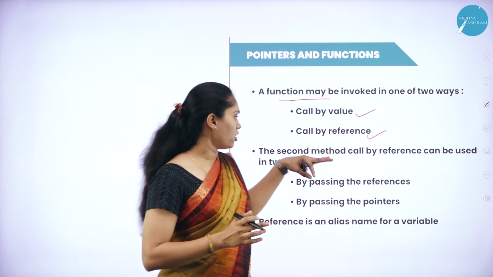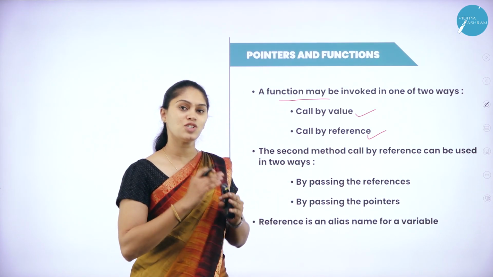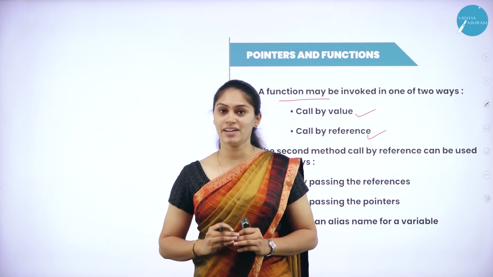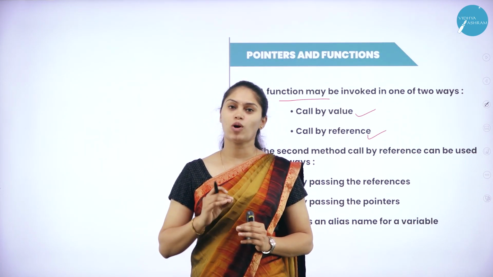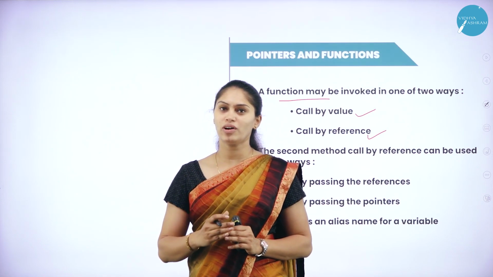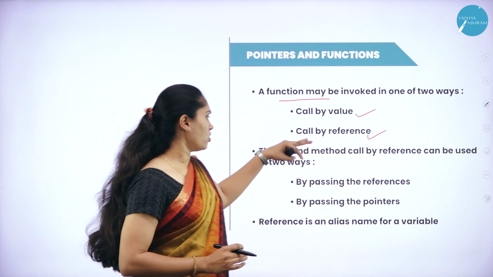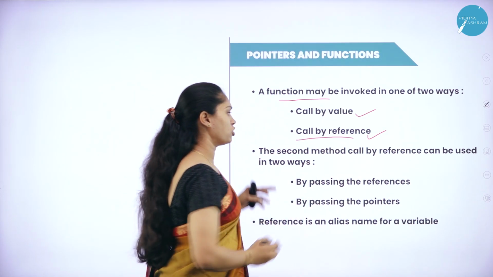But by making use of this call by reference method, instead of sending the whole copy of an object, I am going to send only the address or a reference of that object to the function. That will be a more efficient way of invoking the function. So in this call by reference, I have two more methods.